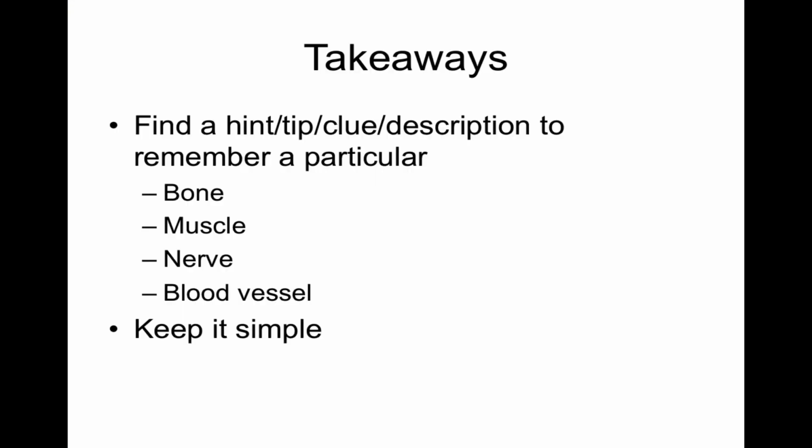So the takeaway, I'm just going to keep this really straightforward and simple for you. Find a hint, tip, clue, description to remember a particular bone, muscle, nerve, blood vessel, and just keep it simple like this video. And basically my descriptions are just very straightforward and simple. Use posterior landmarks, medial landmarks, lateral landmarks. You can just describe the shape of the muscle itself. Just keep it really simple and straightforward so you can learn it quickly and efficiently.